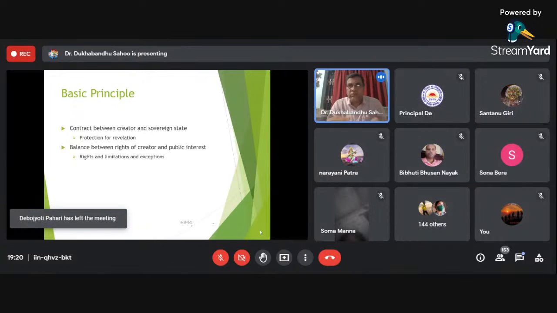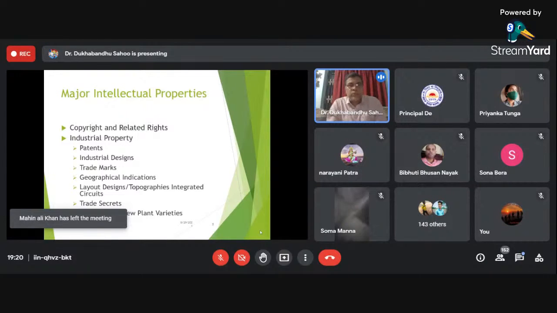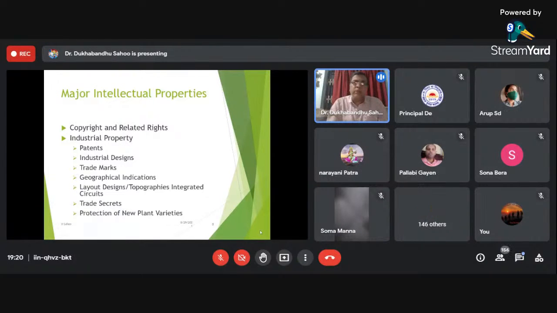So it's not that any creator has the sole right. Public interest is also taken into account. That's why the right is given for a certain period, not eternally. Okay. So what are the major intellectual properties?